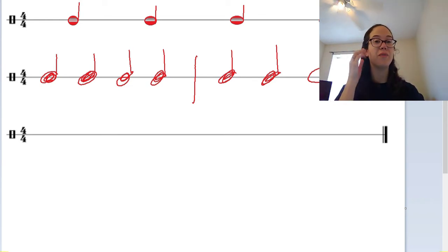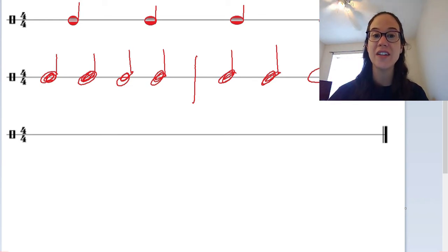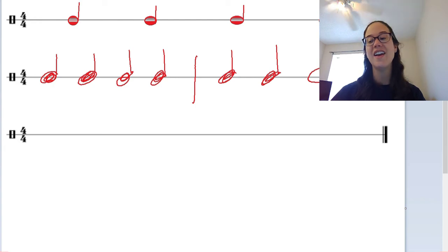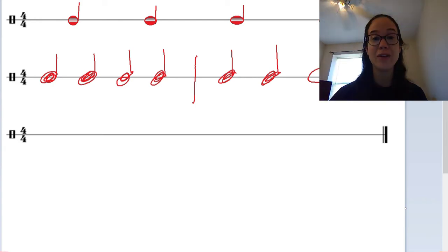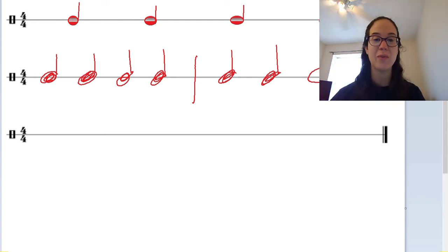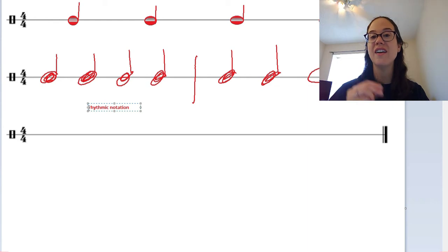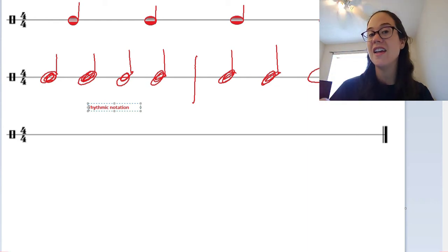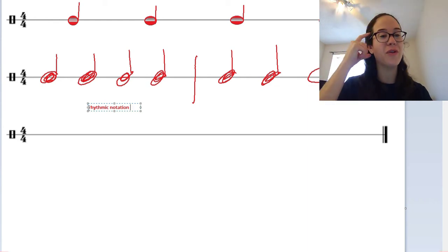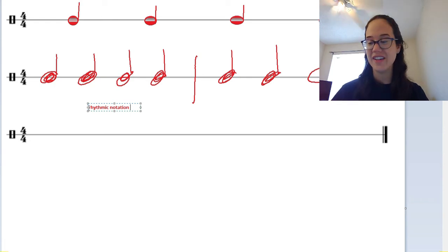To hear the rhythm performed and to write down the notes accurately on sheet music is called rhythmic notation. And rhythmic notation is one of our first vocabulary words today. So I'm going to go ahead and type that here for you. Now, rhythmic notation is when you physically are taking notes of music from your ear to the page.